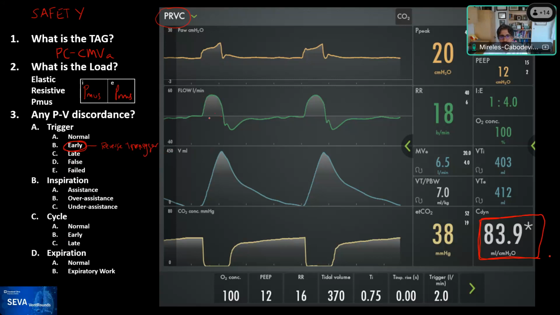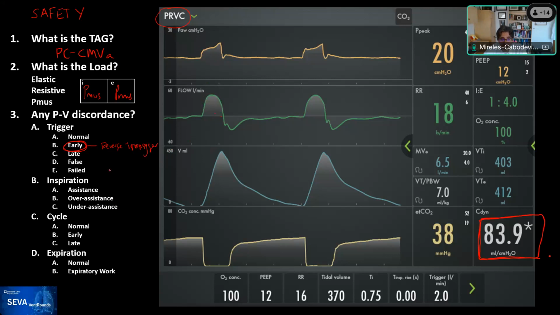But suffice to say that if we wanted to grade inspiration, is this assistance, under assistance, or over assistance? Yeah, this is very interesting. I love this. And this is a tricky question because you're looking, and the pressure is above the baseline, right? So the pressure above the baseline means that the ventilator is delivering support to the patient. The patient is generating effort, but the ventilator is generating some amount.